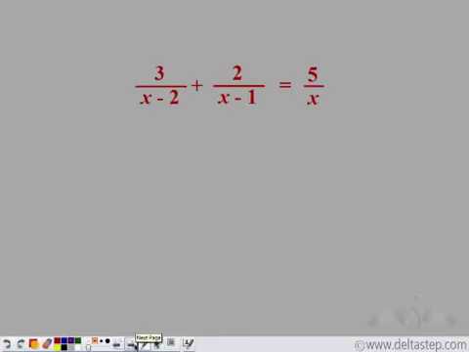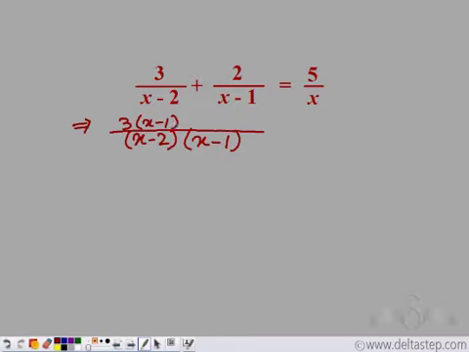Now solve this equation. Well, on the first look, it appears to be very difficult, but let us solve it and see it actually isn't. So first thing is to take the LCM of these two numbers in the denominator. So the LCM of x minus 2 and x minus 1 is x minus 2 into x minus 1. Now we need to multiply 3 with x minus 1 and 2 with x minus 2.